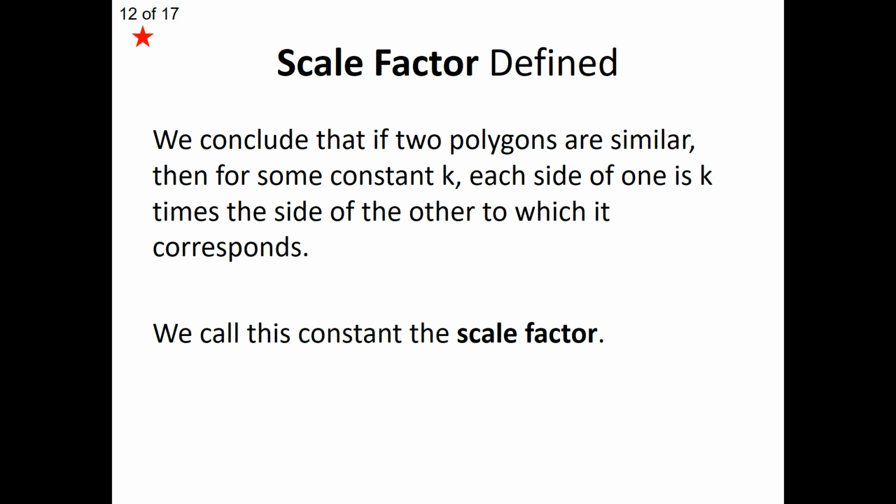When we say two polygons are similar, that means there is some constant k that we can take each side of one of the polygons and multiply it by that k value, and it turns into the side of its corresponding polygon. In other words, take a side, multiply it by its scale factor, it turns into the side of the other. We call that constant k the scale factor. So we can find the scale factor between two polygons by asking simply, what do we multiply one number by to turn it into the other?